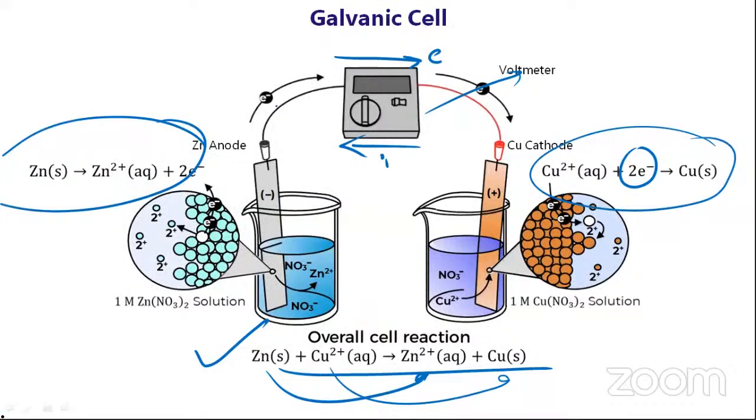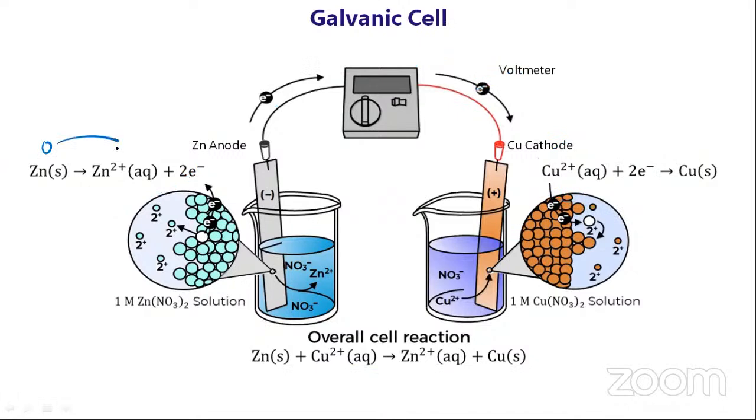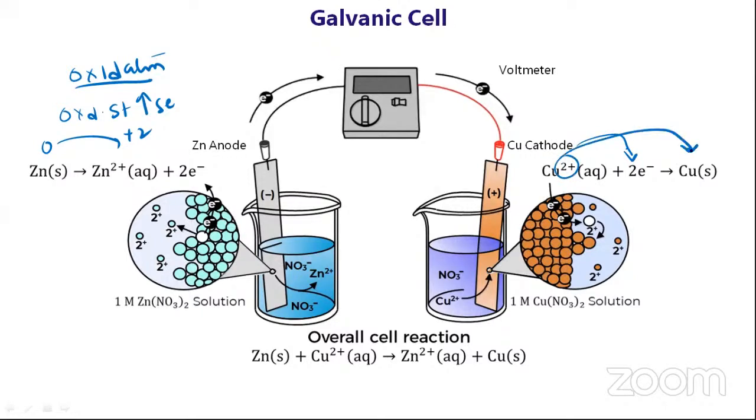Here you may clearly see that zinc goes from 0 to +2. If it goes from 0 to +2, the oxidation state increases, and this is called oxidation. Whereas here, +2 takes 2 electrons and becomes 0. So +2 to 0 means the oxidation state decreases. You are going to call it reduction.